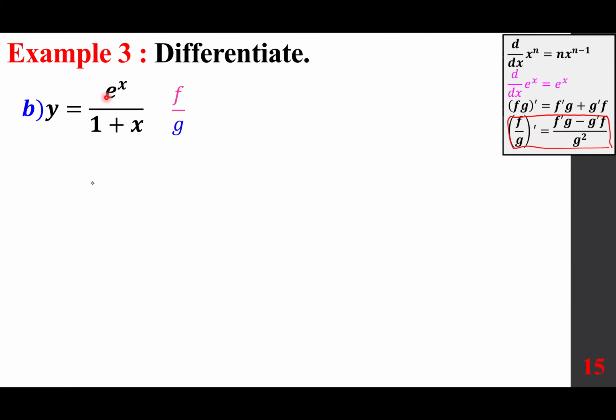So in this case, we need f prime, which is e to the power of x, times g, which is the denominator 1 plus x, minus g prime, the derivative of the bottom. This is 0, this is 1, so minus 1, times f, the top function, e to the power of x, and you just write the bottom function in parentheses and square.